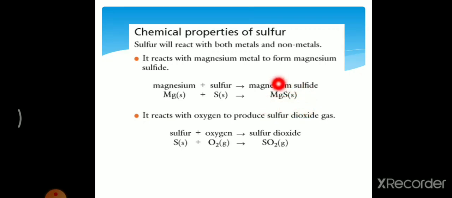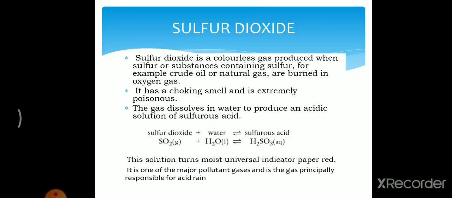One more thing you should remember. In your textbook it's mentioned somewhere that most sulfides are black in color, but this magnesium sulfide is not black, it is white. Next one, non-metal. Sulfur reacts with a non-metal, oxygen, to give sulfur dioxide. A very important question can be asked: how is sulfur turned to sulfur dioxide? By burning or roasting sulfur in oxygen, you can get sulfur dioxide.